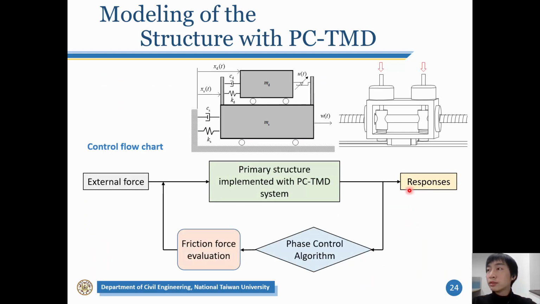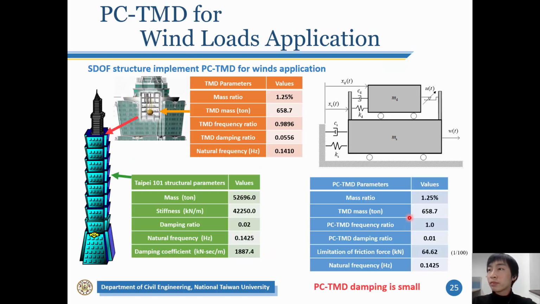The control flow chart is as this figure shows. The phase control tuned mass damper is a closed loop control, measuring the structure and the tuned mass damper states and getting the signs to judge the friction by the algorithm table. Then we calculate the friction force to get the real responses. So all the time history can be done.